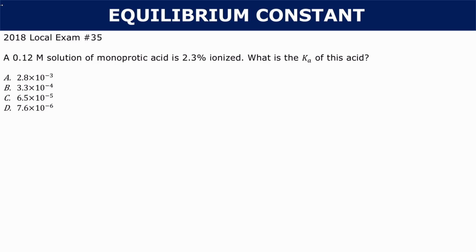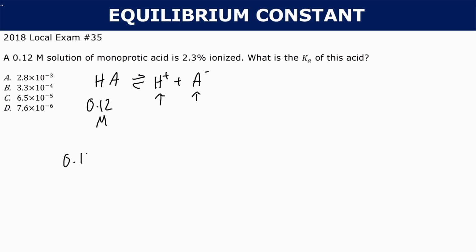So a 0.12 molar solution of monoprotic acid is 2.3% ionized. What is the Ka of the acid? Monoprotic just means that there's just going to be one hydrogen. So it's going to have a general formula of HA. So we say that HA is going to be in equilibrium with H plus and then A minus. And we're told that, first of all, it's a 0.12 molar solution, and that 2.3% of it is going to be ionized. So 2.3% is going to be in the hydrogen, and 2.3% is going to be in the A minus. So how much is 2.3% of 0.12?